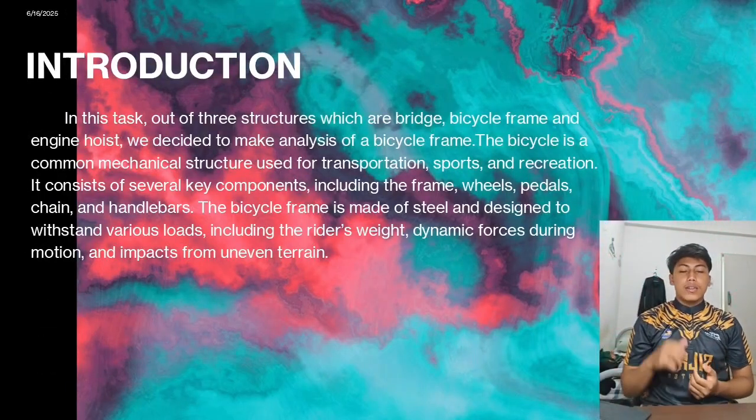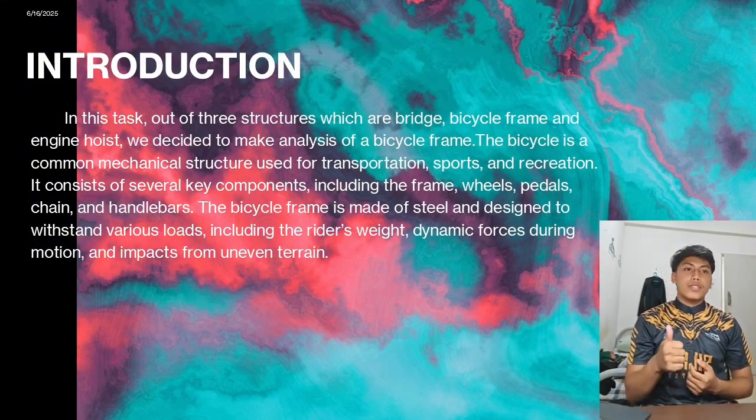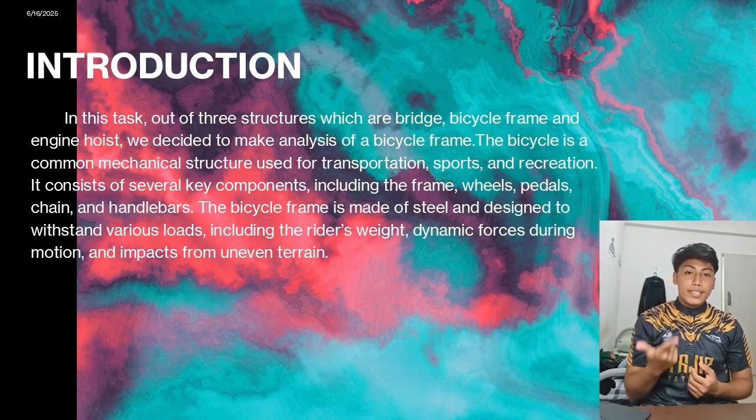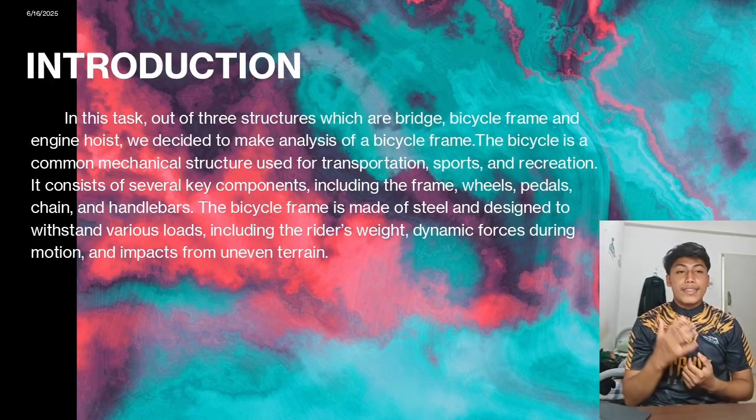For the introduction, in this task, out of the 3 structures that were given to us by our lecturer, we have to choose one of them, which are the bridge, bicycle frame and engine hose, and we decided to make an analysis of the bicycle frame.